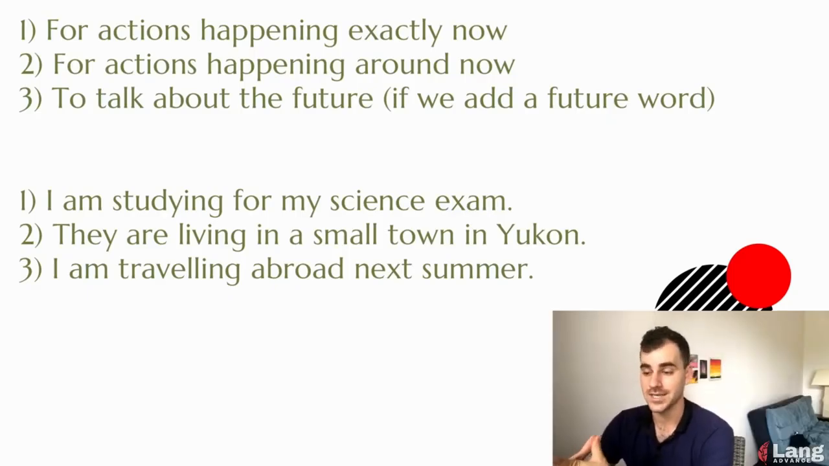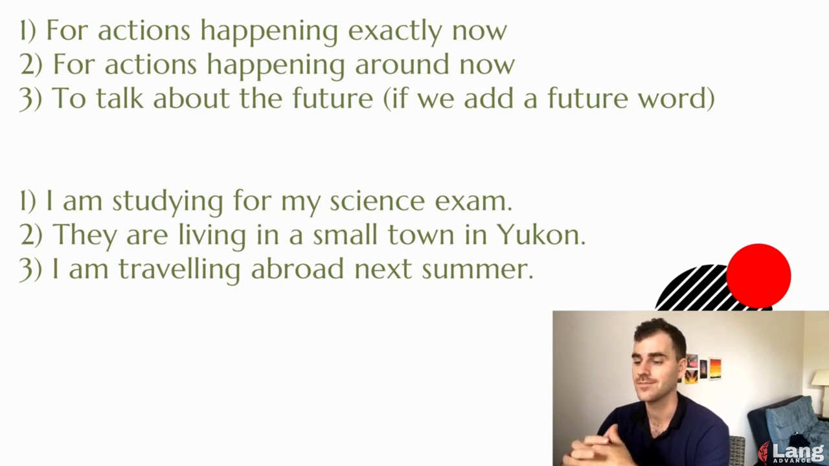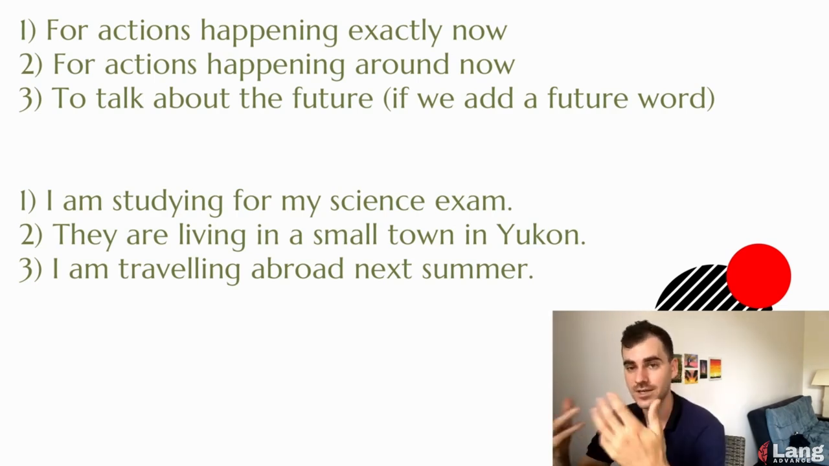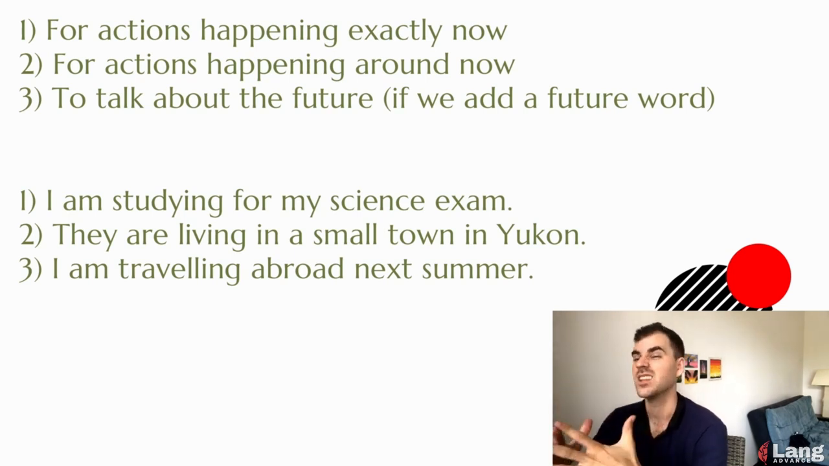For actions happening exactly now. I am studying for my science exam. For actions happening around now. They're living in a small town in Yukon. To talk about the future if we add a future word. I am traveling abroad next summer. Next summer is the future word. There are many future words you can use. Tomorrow, next summer, next month, next year, etc.